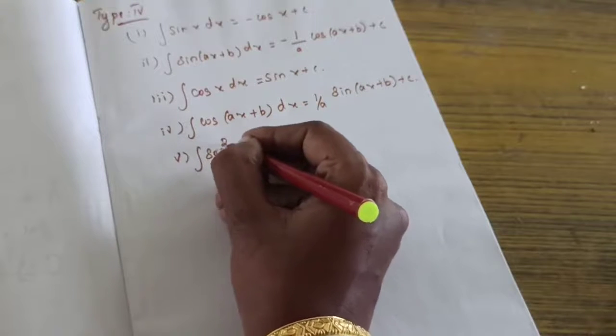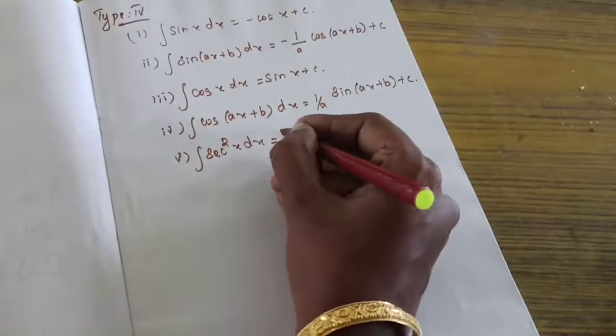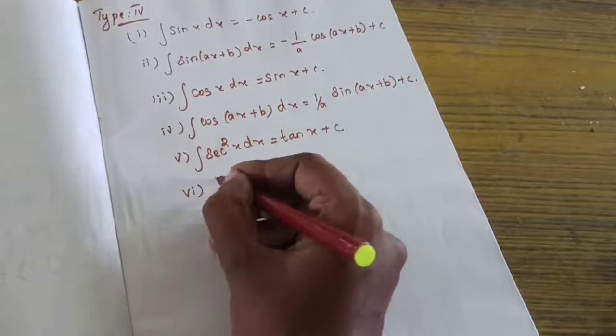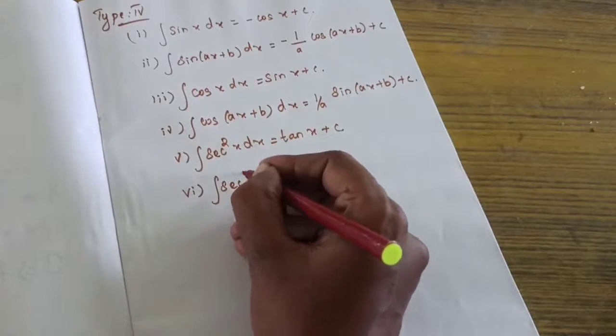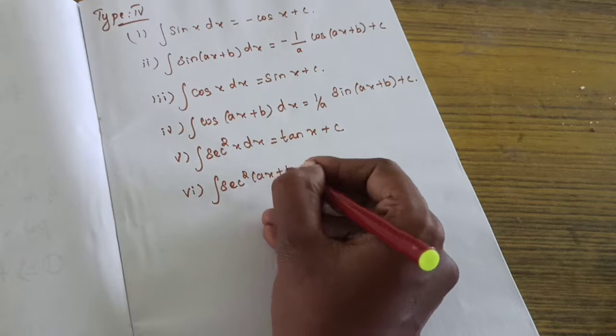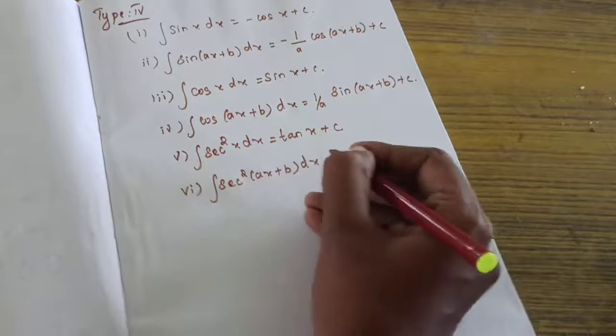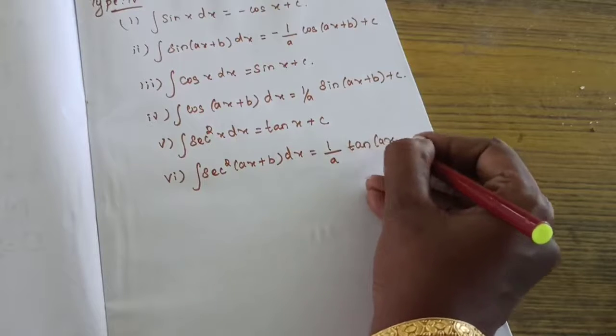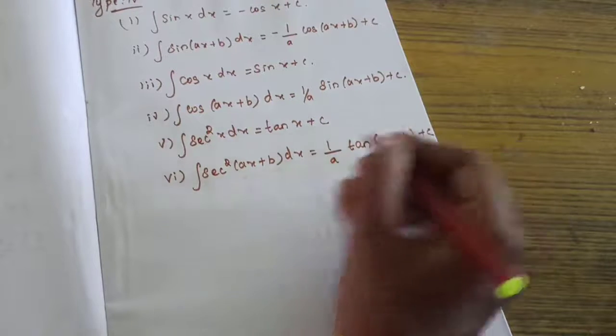Formula number 5: integration of secant square x dx is equal to tan x plus c. Formula number 6: integration of secant square of (ax plus b) dx is equal to 1 by a tan of (ax plus b) plus c.